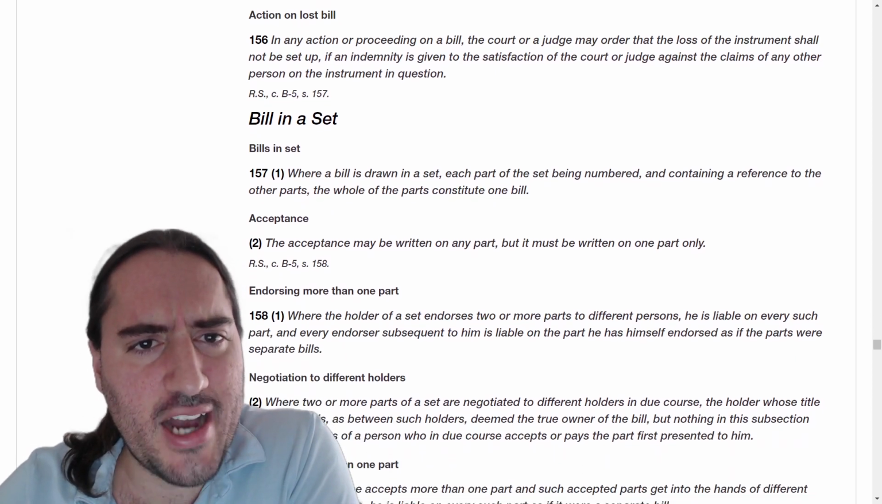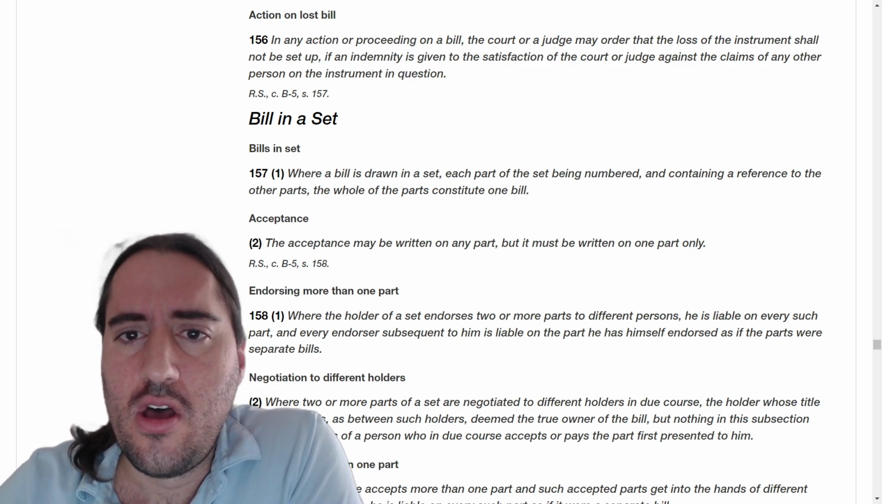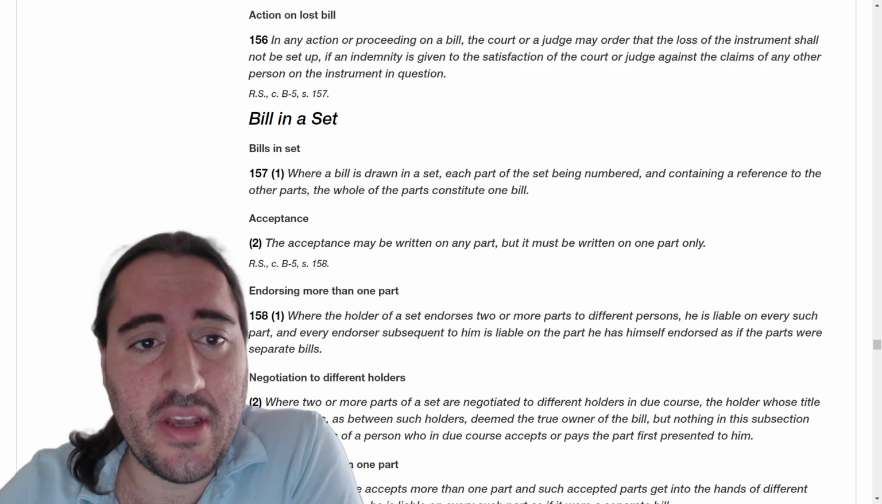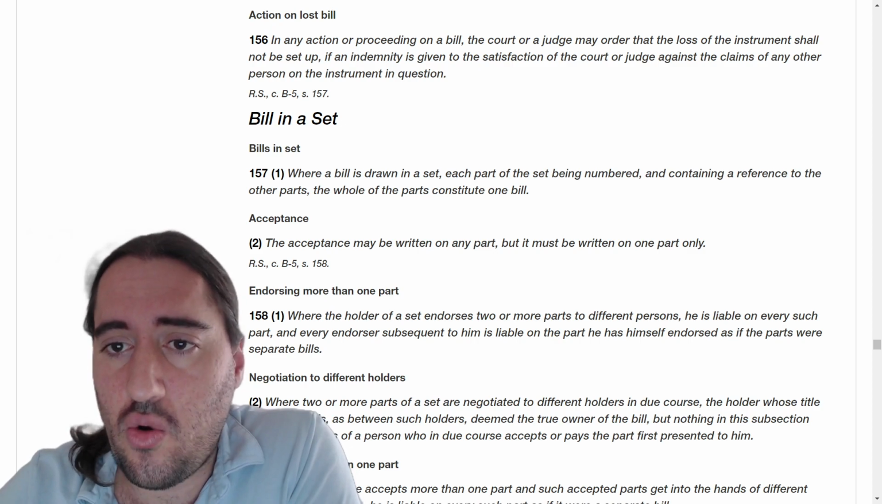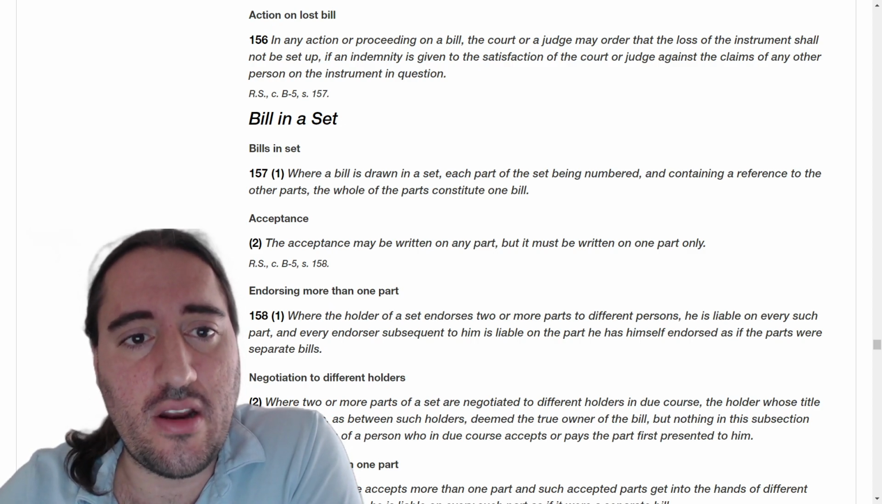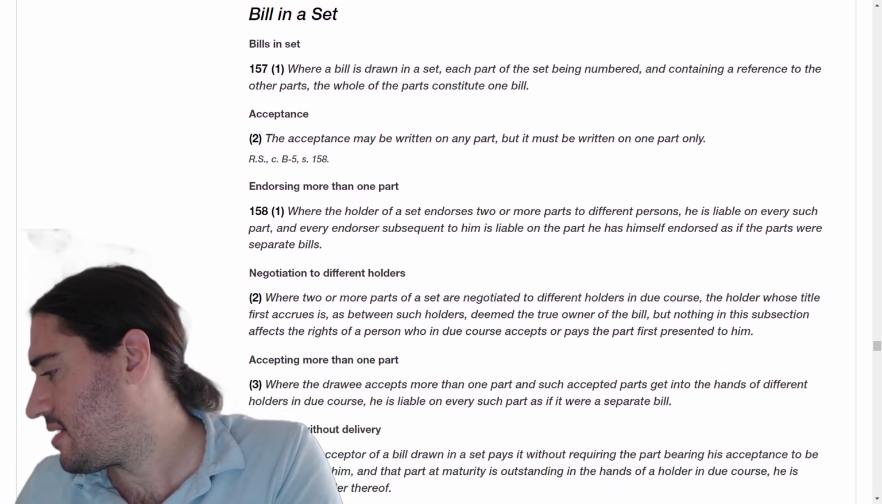Action on lost bill. In any action or proceeding on a bill, the court or a judge may order that the loss of the instrument shall not be set up, if an indemnity is given to the satisfaction of the court or judge against the claims of any other person on the instrument in question. Bill in a set.